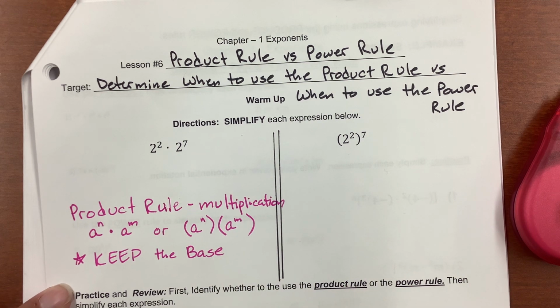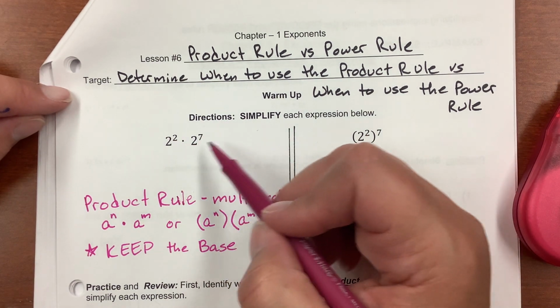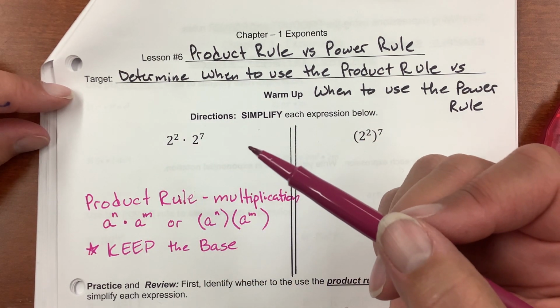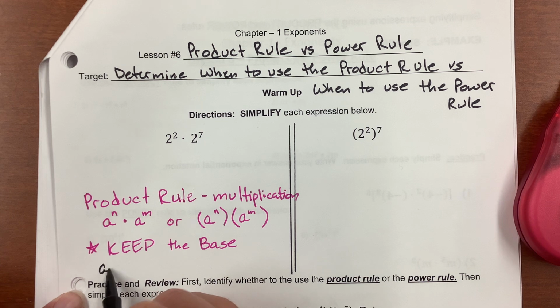Whether the base is a number or the base is a variable, you usually can tell. It's the one that has the exponent. Although sometimes there's no exponent, we'll get back to that. So keep the base, and then you're going to add the exponents.